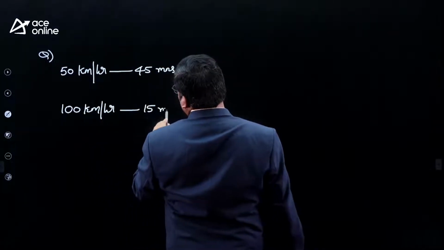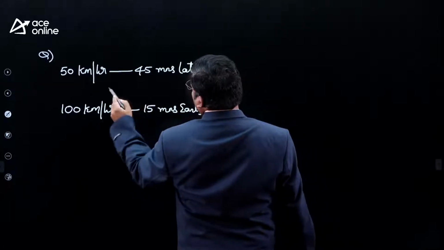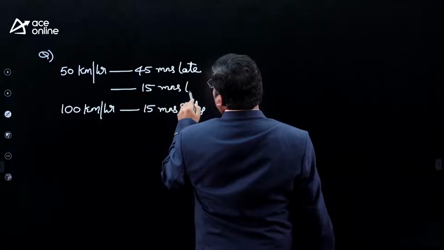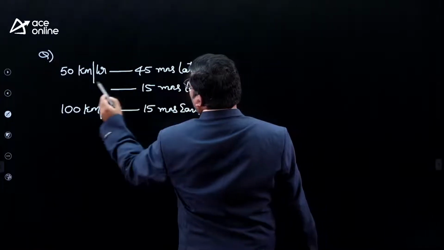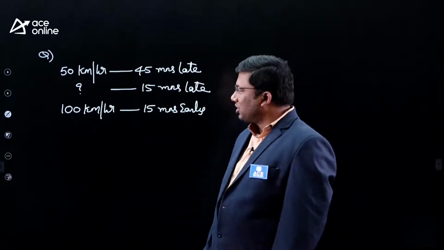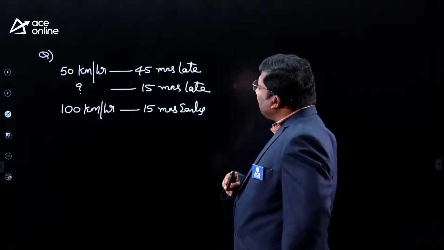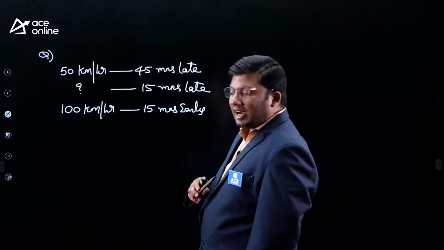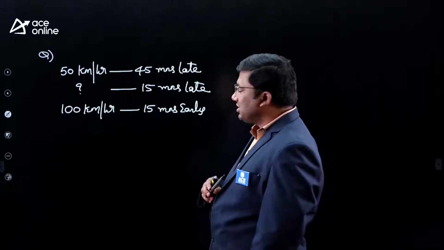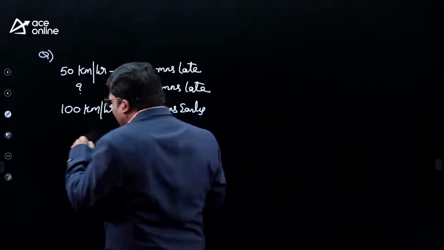To reach 15 minutes early, what should be his speed? This seems to be a tricky question. A person started at 50 kilometers per hour and reached 45 minutes late. He traveled at 100 kilometers per hour and reached 15 minutes early. If he reaches 15 minutes late, what will it be?